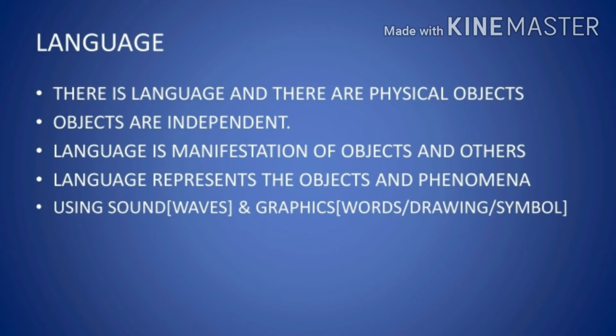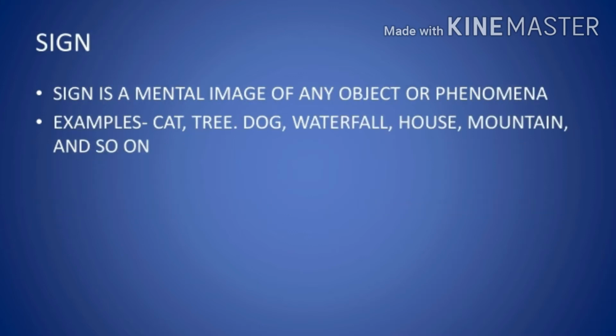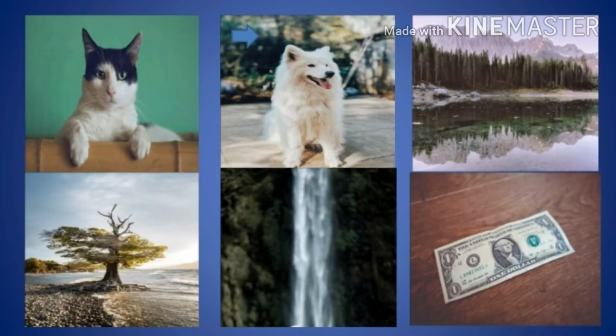So let's continue. What is a sign? A sign is a mental image that we have about any object or thing. For example, cat, dog, mountain, tree, waterfall, money, etc. These are some examples of signs as you can see in these images. So when you see these signs, your mind forms a mental image.